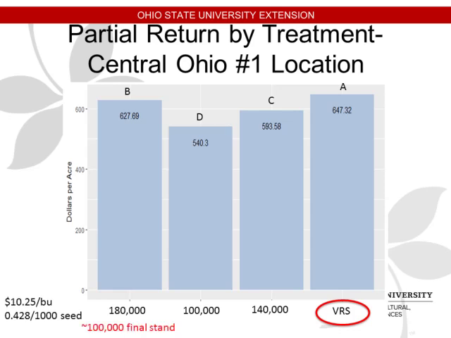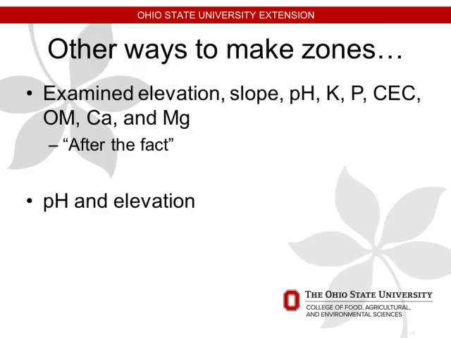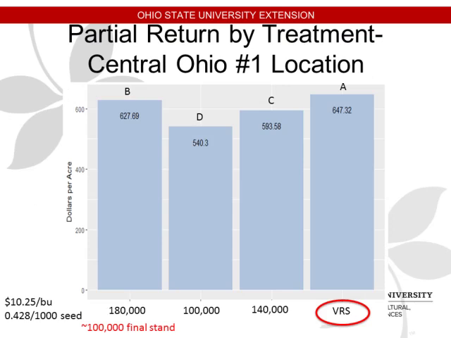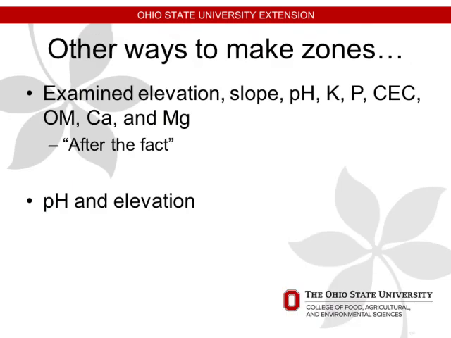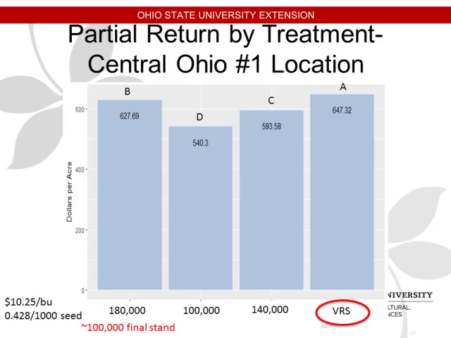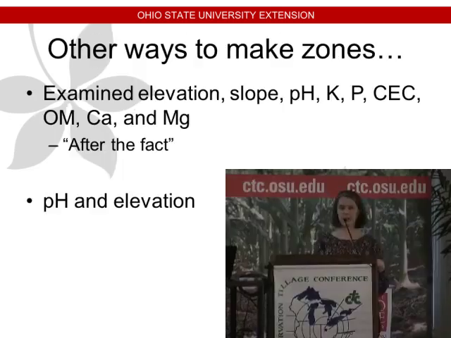Yeah, and again, that final stand was about 100,000 seeds per acre, which is that threshold we're looking at as a final stand. So, other ways to make the zones. Once we can calculate the economic return and compare our fixed rates to our variable rate seeding, and this variable rate seeding was farmer selected, we wanted to retrospectively look and see, is there a better way to make the zones? And it's really easy for me to tell you what to do after the fact.